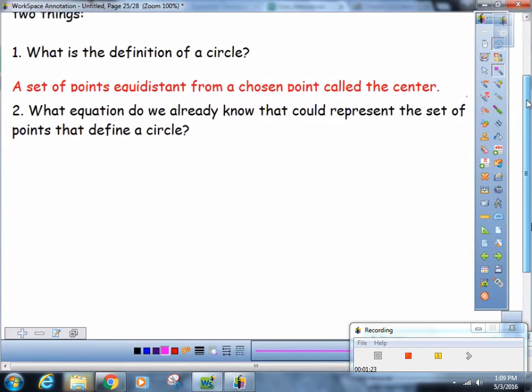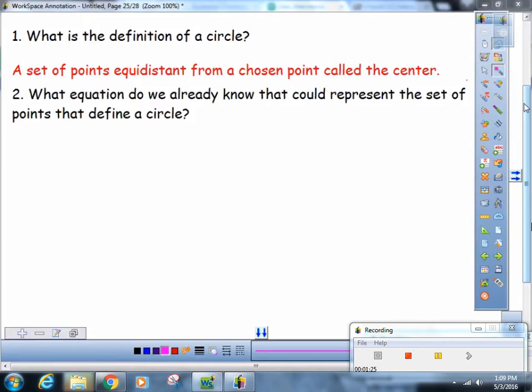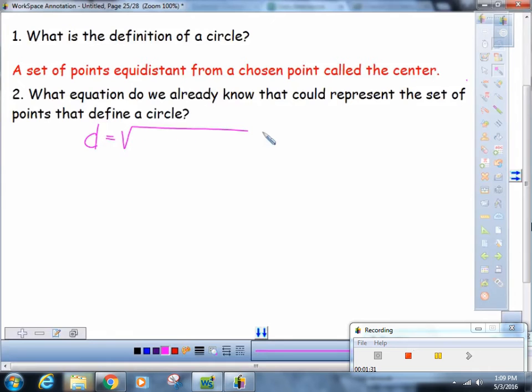So, what we need to do is figure out how that definition meets up with the distance formula. So I'm going to start by writing down the distance formula. And hopefully you remember that the distance formula is just the difference of the x terms squared plus the difference of the y terms.